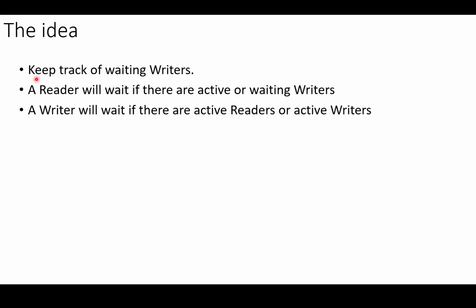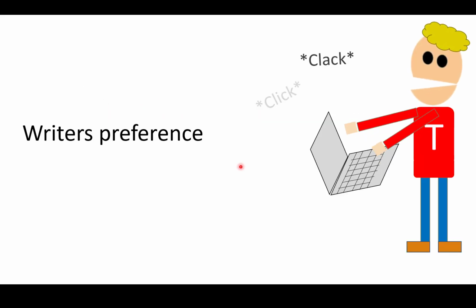So now we have to keep track of how many waiting writers we have, and the reader will wait if there are active or waiting writers, and the writer will wait if there are active readers or active writers. No longer waiting when there are waiting readers, and the reader will have to wait now if there are waiting writers. So we are just modifying the conditions a little bit.